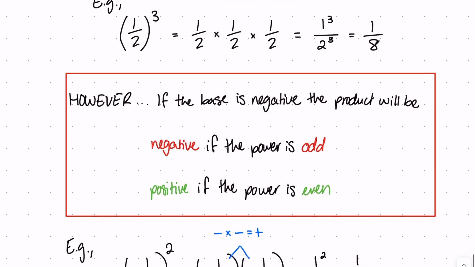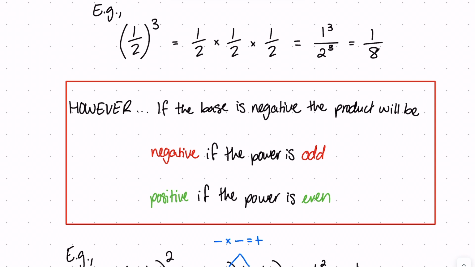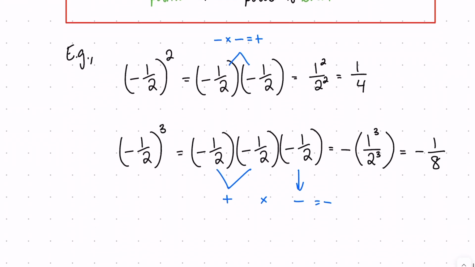However, you have to be careful if the base is negative. So the base is the thing that is being raised to a certain power. So if that base is negative, the product will be negative if the power is odd, or positive if the power is even. And I'm going to show you why just now.